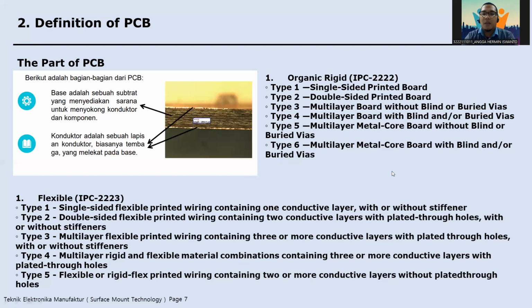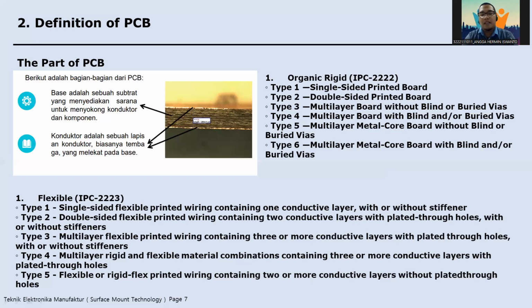Then type 4 is the multi-layer board. Type 5 is multi-layer with a metal core board. The last is type 6, multi-layer metal core. Okay, then in the picture below, that one is flexible. We refer to IPC 2223.